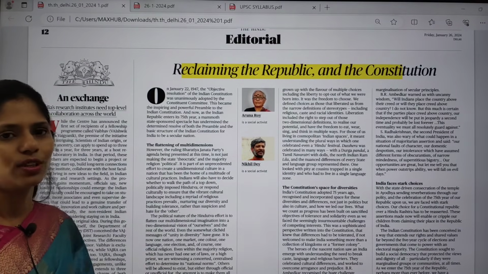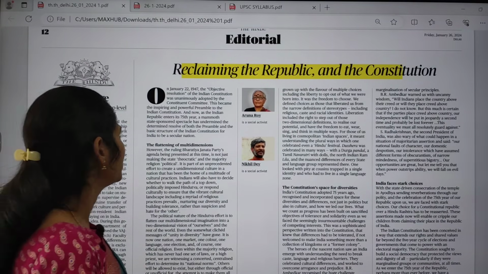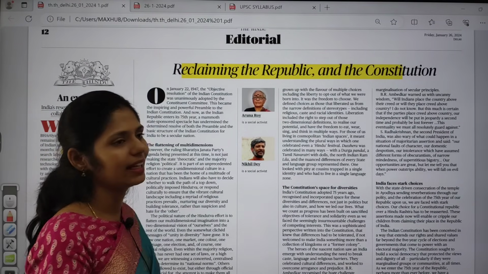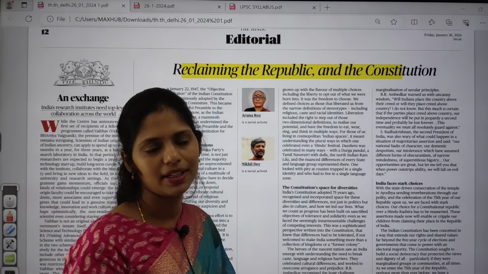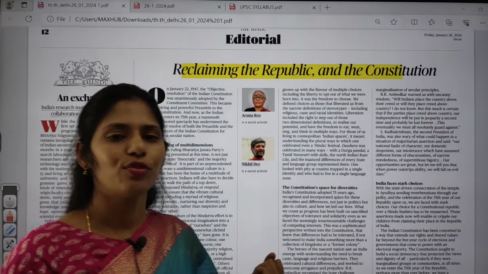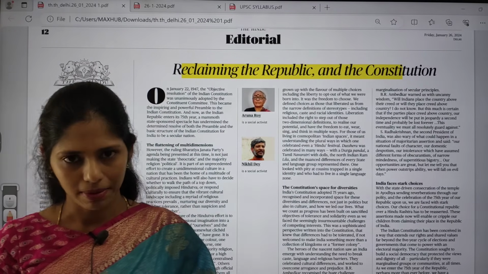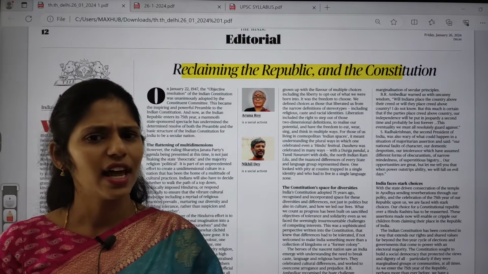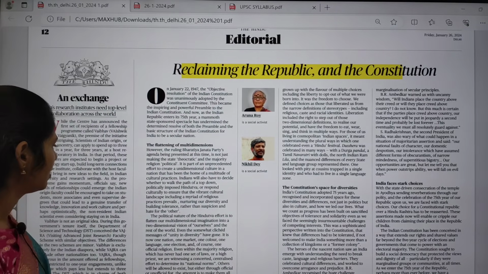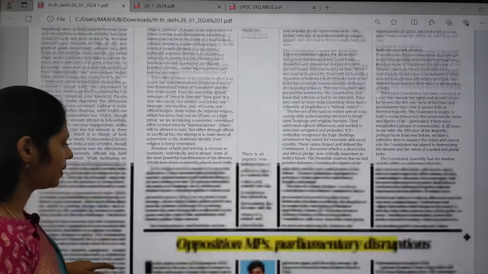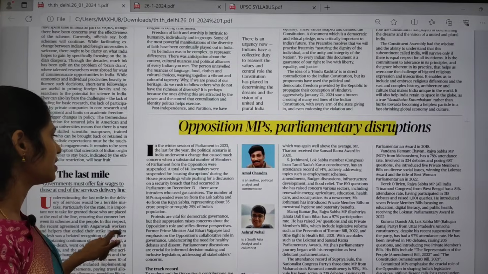So the expected topic is about reclaiming the Republic and the Constitution. Here you have to see what this Republic Day is, why we are celebrating it, what is the reason behind celebrating Republic Day, as well as the significance of Republic Day. That's it. And the next topic is about parliamentary disruptions.